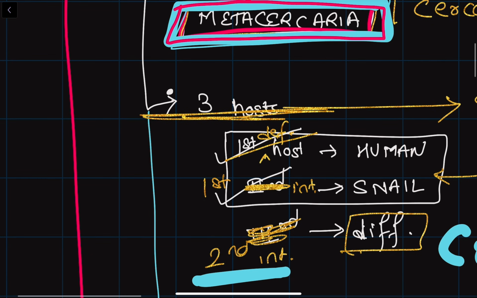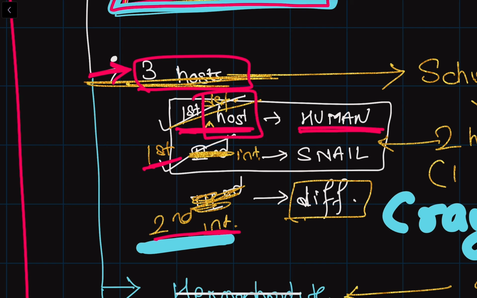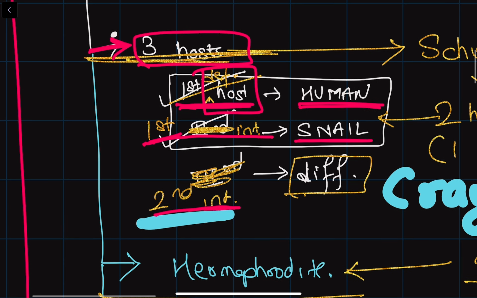The second common point is that all of them have three hosts. The definitive host is human, and there is a first intermediate host and a second intermediate host. They have two intermediate hosts and one definitive host, a total of three hosts. The only definitive host is human. The first intermediate host is the snail in every trematode, and the second intermediate host is different in different trematodes.